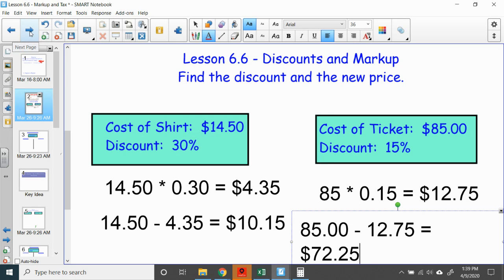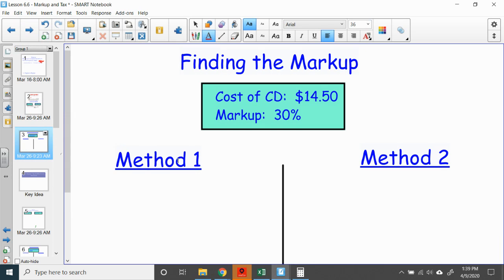The second type of problem we're going to do is going to be finding the markup. And finding a markup, we're going to do that for the cost of a CD, which CDs are almost becoming obsolete nowadays, but you can still buy a CD and download it to your iPad or your phone or whatever it might be. So the cost for the CD is $14.50, but it's been marked up by 30%. So that's the part that the store or whoever's selling it is charging you extra from the cost. So they have to make their money somehow.